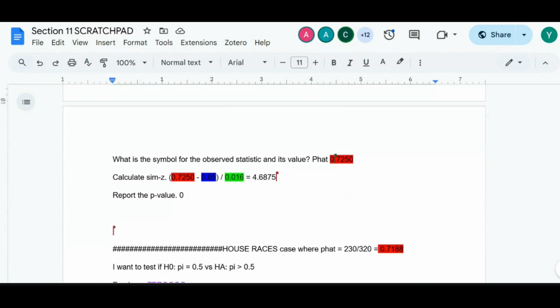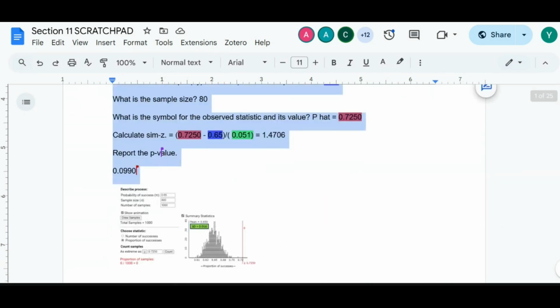You all are almost doing it too fast for me. Report the p-value. Perfect. Thank you. Have a good weekend, all right? That's it.